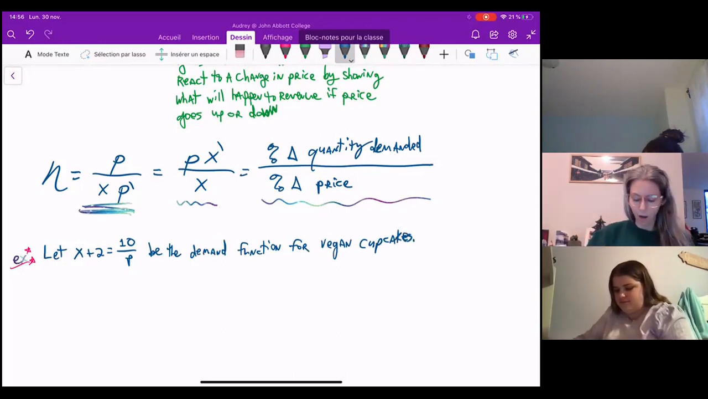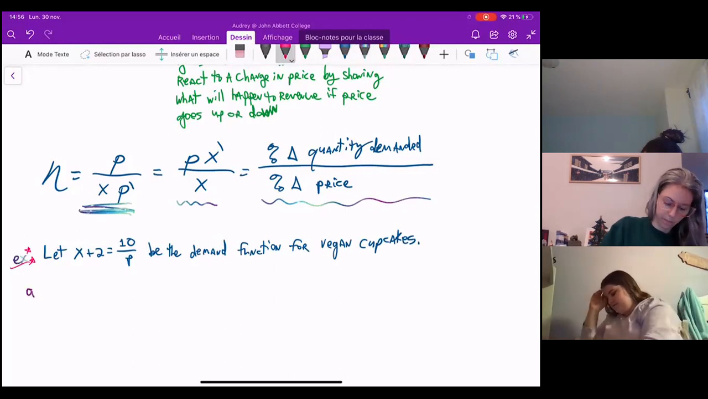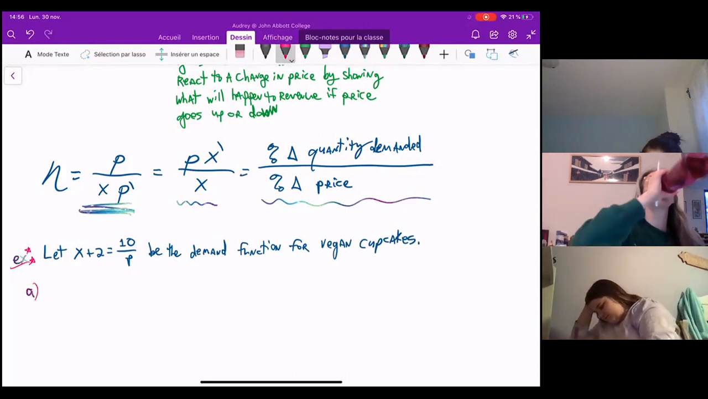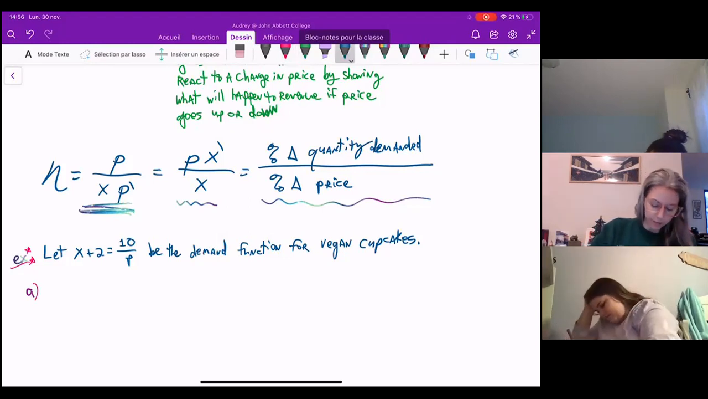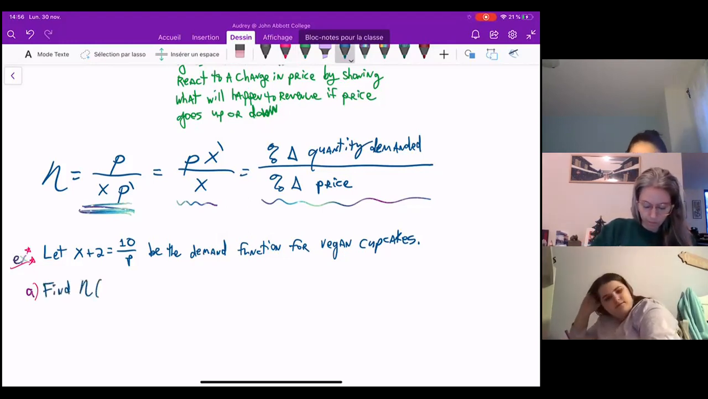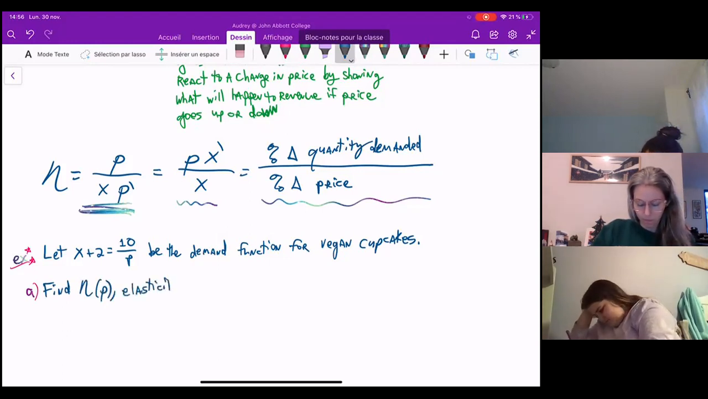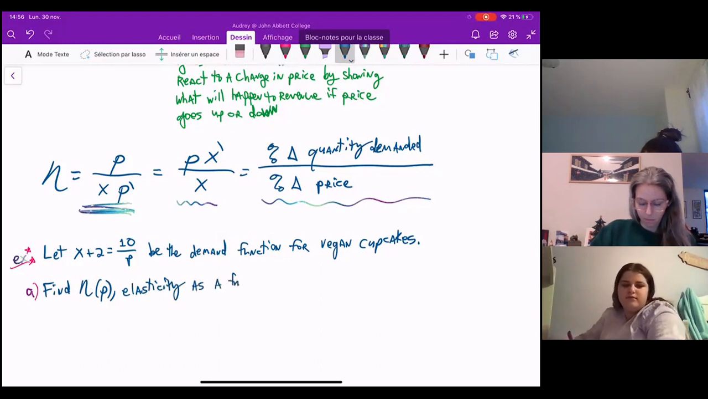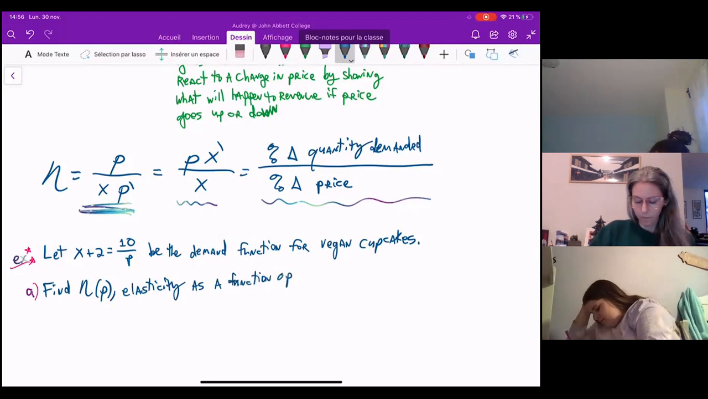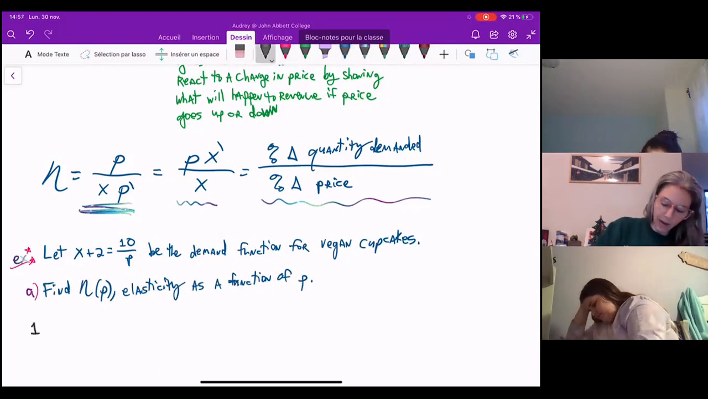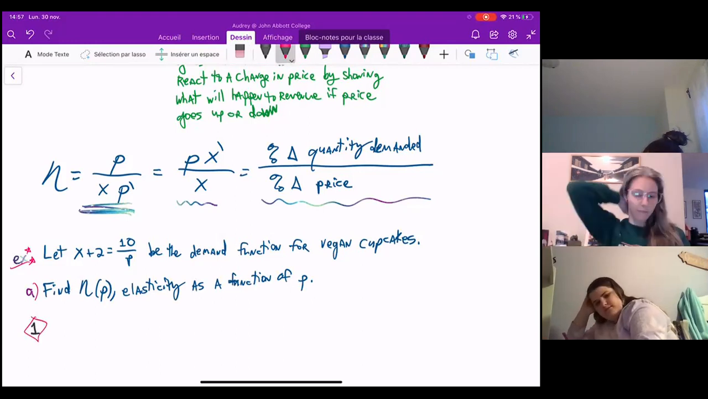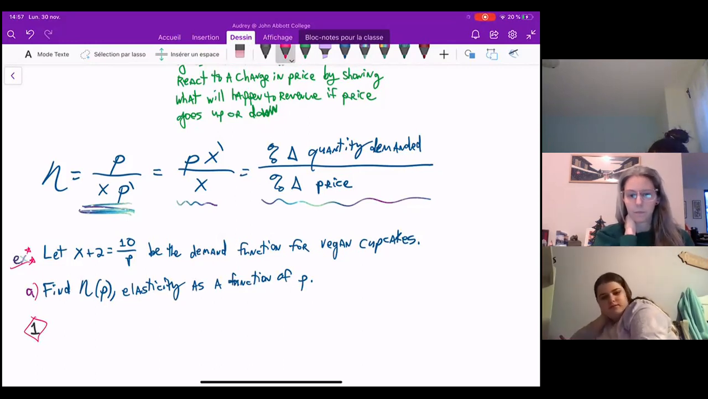So we have our demand function for vegan cupcakes. And the first thing that we want to do is find eta, our elasticity function, as a function of P. And so we said that the first step is to find either x prime or p prime accordingly. What am I going to be finding? Am I going to be finding x prime or p prime here? X prime, you got it.